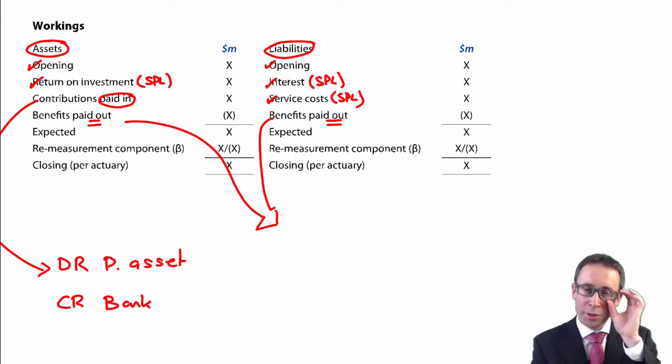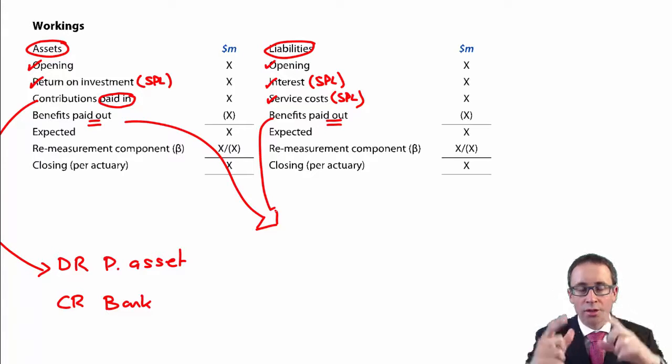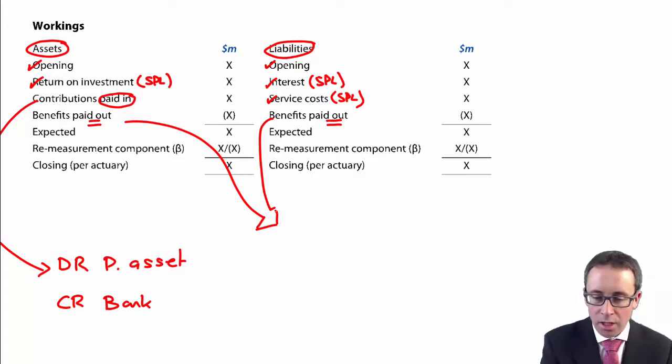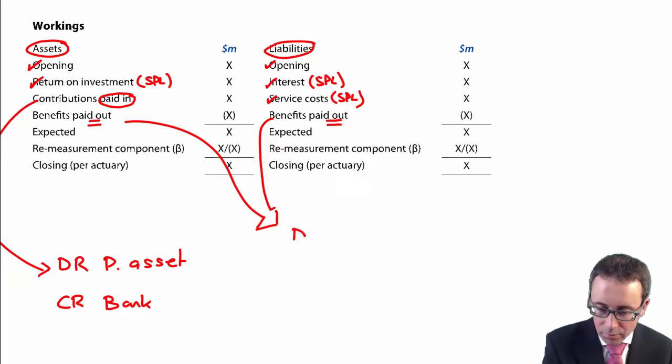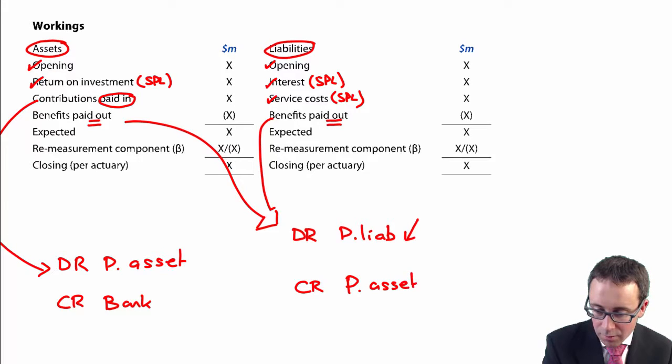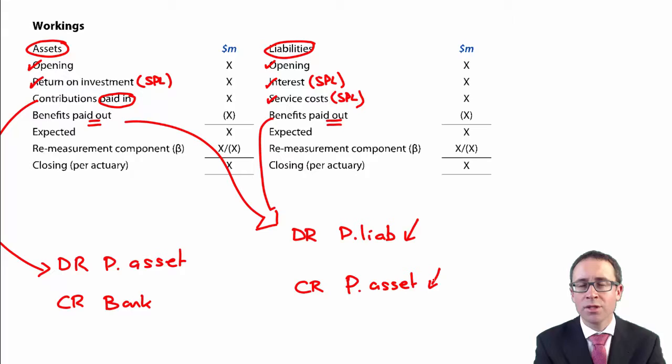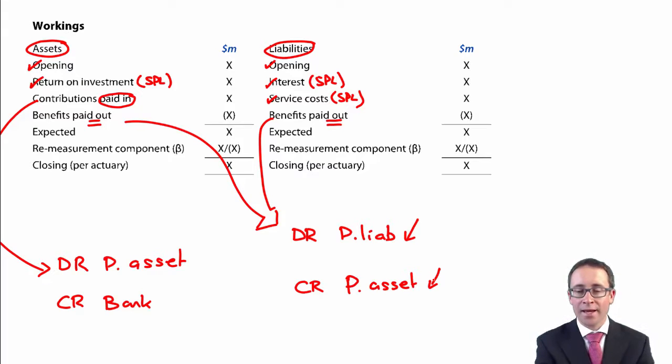Okay, so there's a few things you need to remember. It goes in both assets and liabilities, and it is a reduction in both. So journal speak, you're debiting your pension liability because you're reducing the liability, and you're crediting your pension asset as you are reducing the asset. Okay, so debit liability, credit the asset.